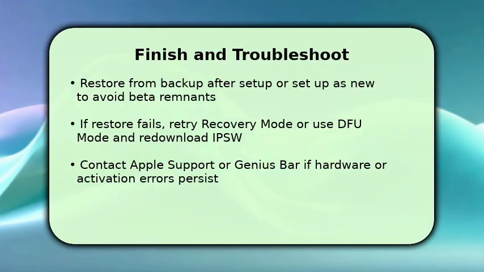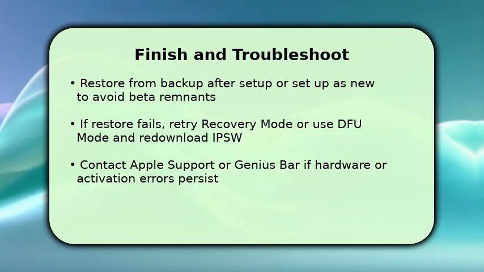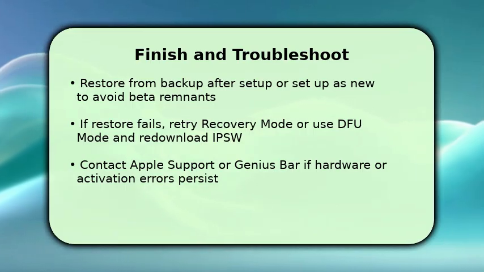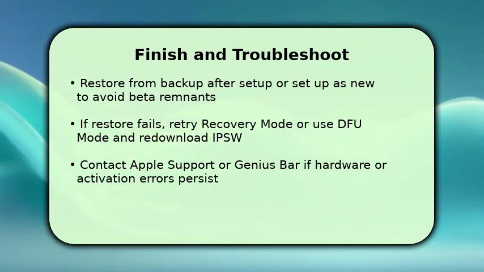You can restore from your backup to recover data or set up as new to ensure no beta leftover settings remain. If the restore fails, try recovery mode again. If problems persist, enter DFU mode and reflash using a downloaded IPSW in Finder or iTunes. This is deeper and removes stubborn beta code.